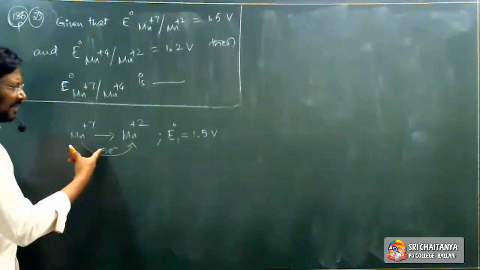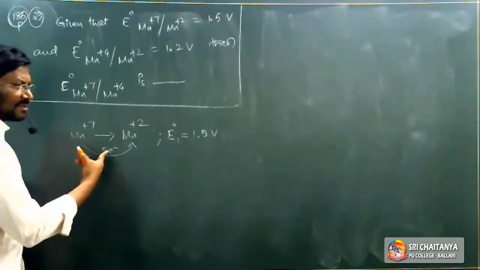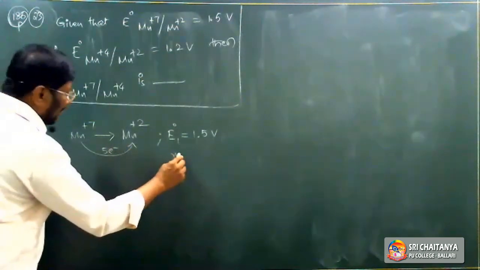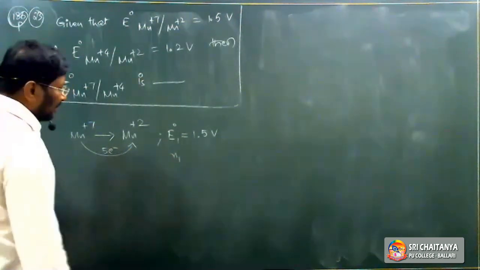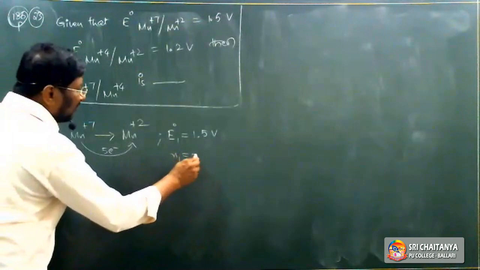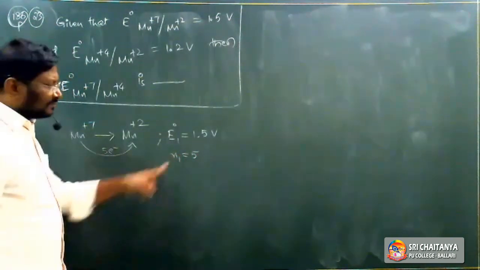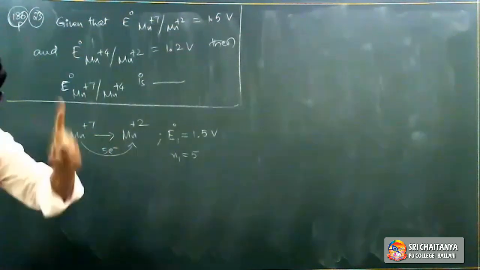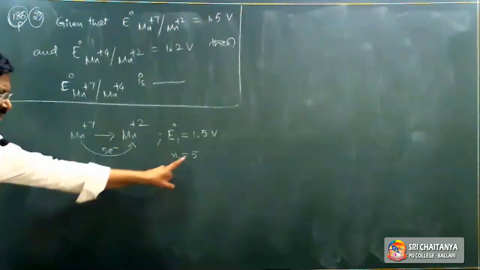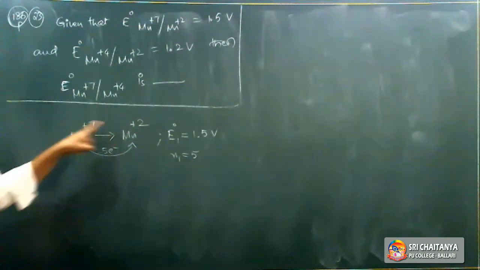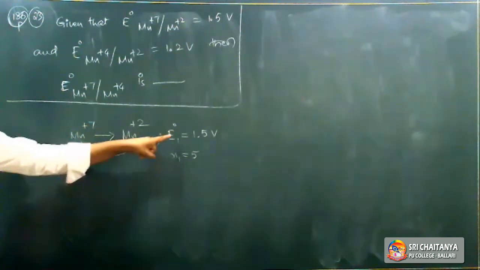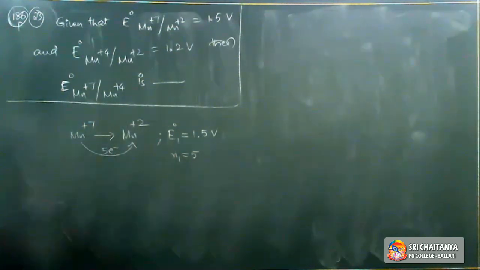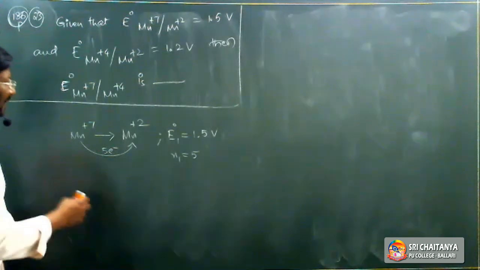Also here, one important thing. How many electrons are in transfer? 5 electrons. So N1 is equal to 5. Please remember, N1 is 5. I am considering this as the first one. Number of electrons in transfer is 5, the difference in the oxidation states, and E0 1 is 1.5.